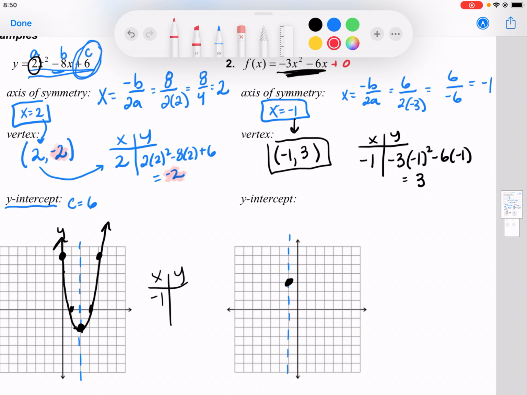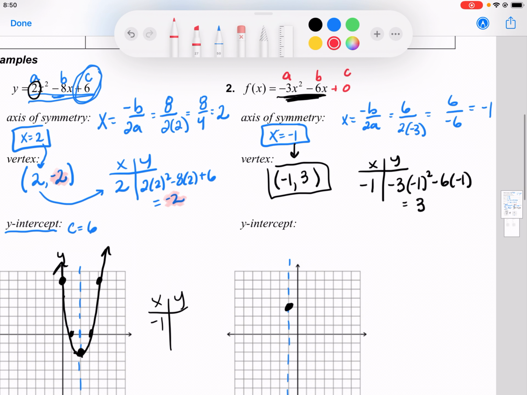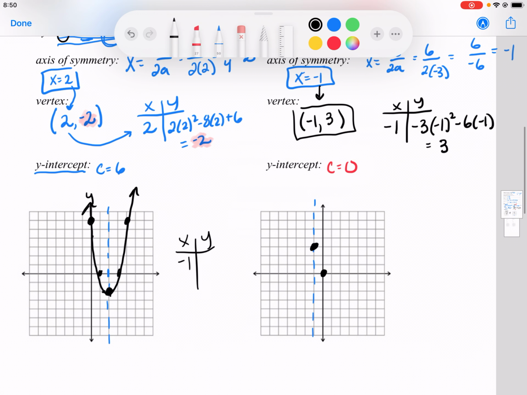And then our y-intercept, remember, is the c value, because that's what you get when you plug 0 in for all of your x's. So c equals 0. So I'll have 0, 0 as one of my points. And then I'm going to reflect it over the dotted line. And just go ahead and make your U shape.